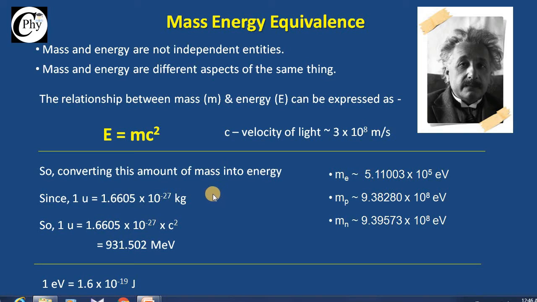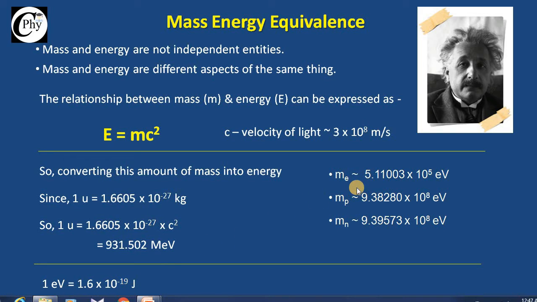Now, as we have calculated, one atomic mass unit is equal to 1.6605 × 10^-27 kg. So if we convert this amount of mass into energy, this will become 1.6605 × 10^-27 × c², which is equal to 931.502 mega electron volts. 1 electron volt is equal to 1.6 × 10^-19 joule.